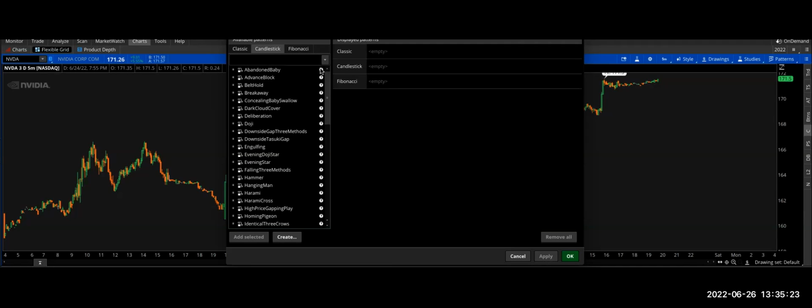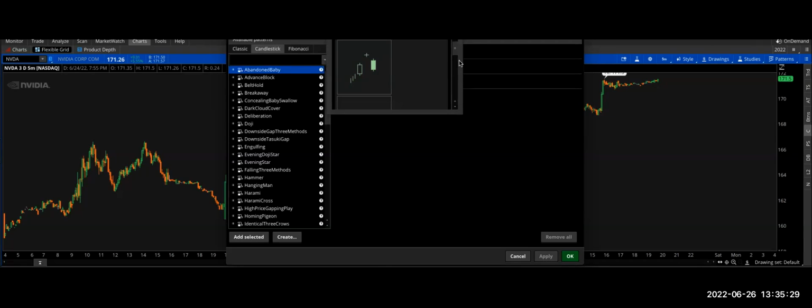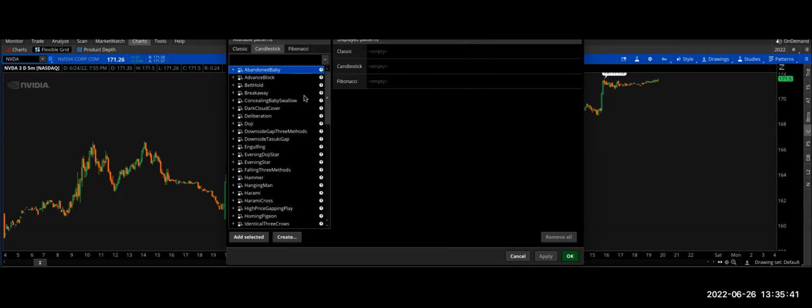You want to know what they are. Click on the question mark, and Thinkorswim will load it up for you. And it'll show you exactly what it is. It'll show you bullish and it'll show you bearish, right? And just read it. Super simple. You don't have to go anywhere. You don't have to go to Google it. You don't have to do anything. Everything is inside of the Thinkorswim platform.